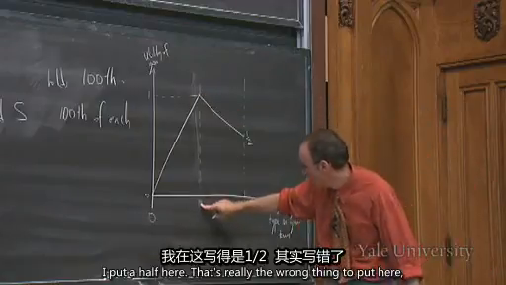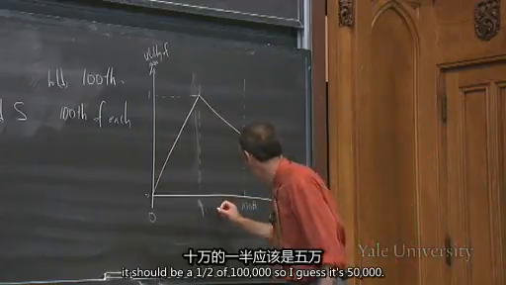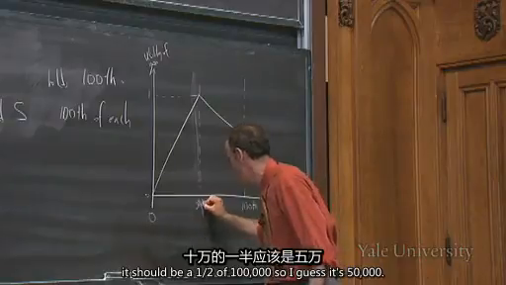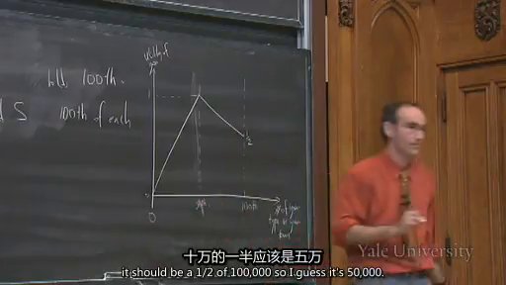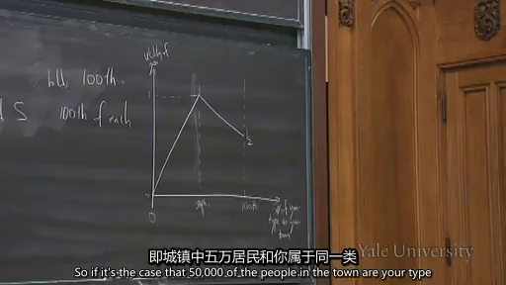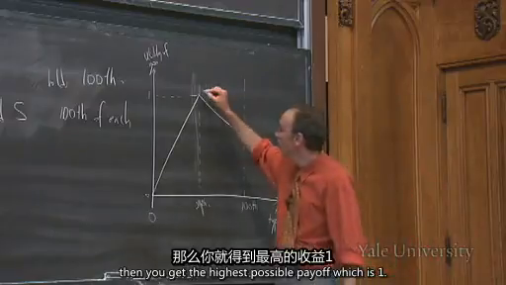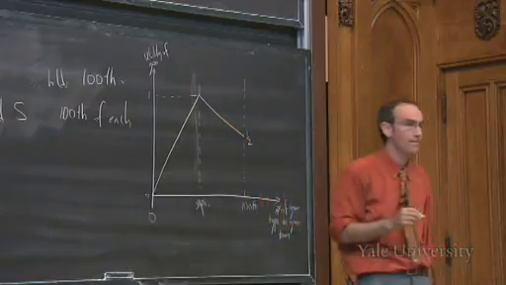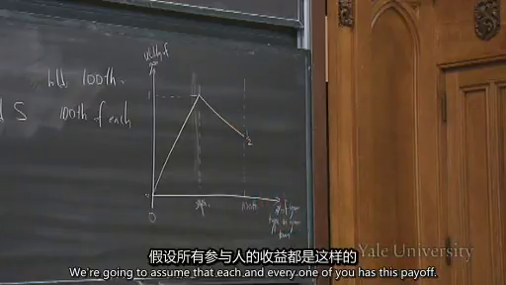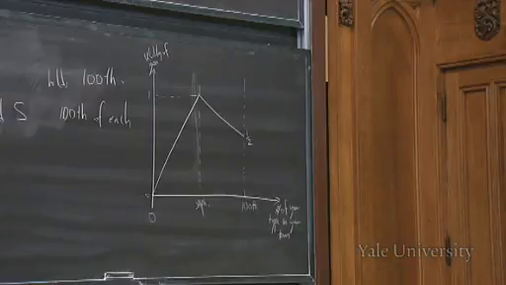And I put a 1/2 here. That's really the wrong thing to put here. This should be 1/2 of 100,000, so it's 50,000. So if 50,000 of the people in the town are your type and 50,000 are the other type, then you get the highest possible payoff, which is 1. We're going to assume that each and every one of you has this payoff. That makes sense?